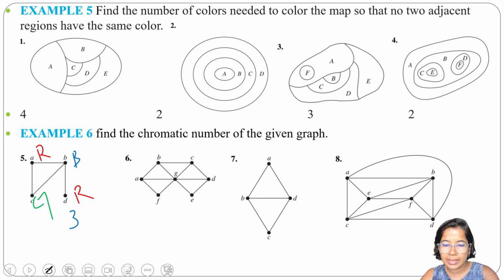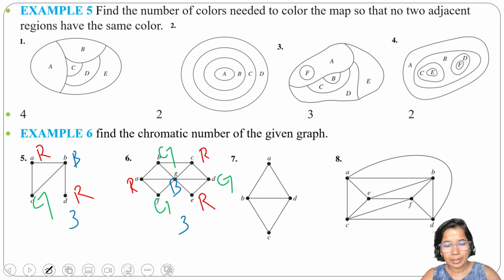Next, figure 6. If A is red, then B, F, G cannot be red. C, E can be red. C and E are not adjacent to A. If B is green, F can also be green. B and F are not adjacent. Both are adjacent with A. So both cannot be red, but both can have green. Now G is connected with all the vertices. We used red and green, so G cannot be red or green. We can assign some different color for G. Let me assign blue. So here we need 3 colors.